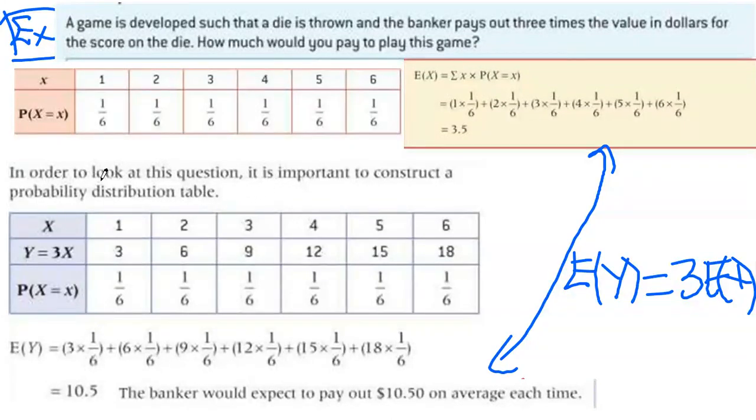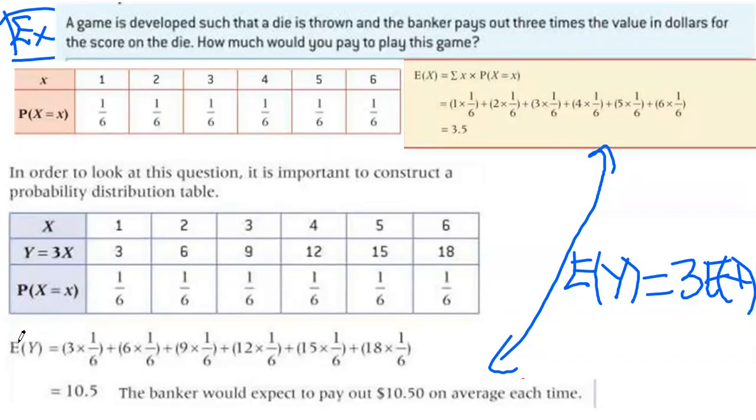Now, in order to look at this question, it's important to construct the probability distribution table related to what they said here, 3 times. So if x is 1, 2, 3, 4, 5, 6, y is equal to 3x, so it's going to be 1 times 3, 2 times 3, 3 times 3, 4 times 3, and this is my distribution table. Now, if you find E of x for the first table, the answer is going to be 3.5. So it's 1 times this plus 2 times this. You know this formula.